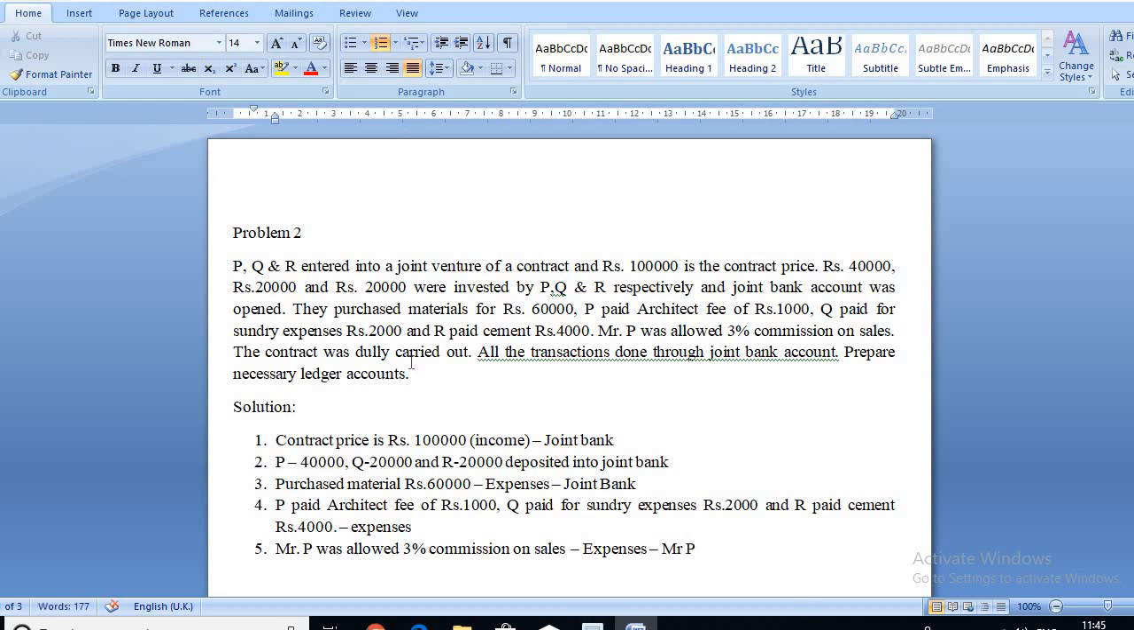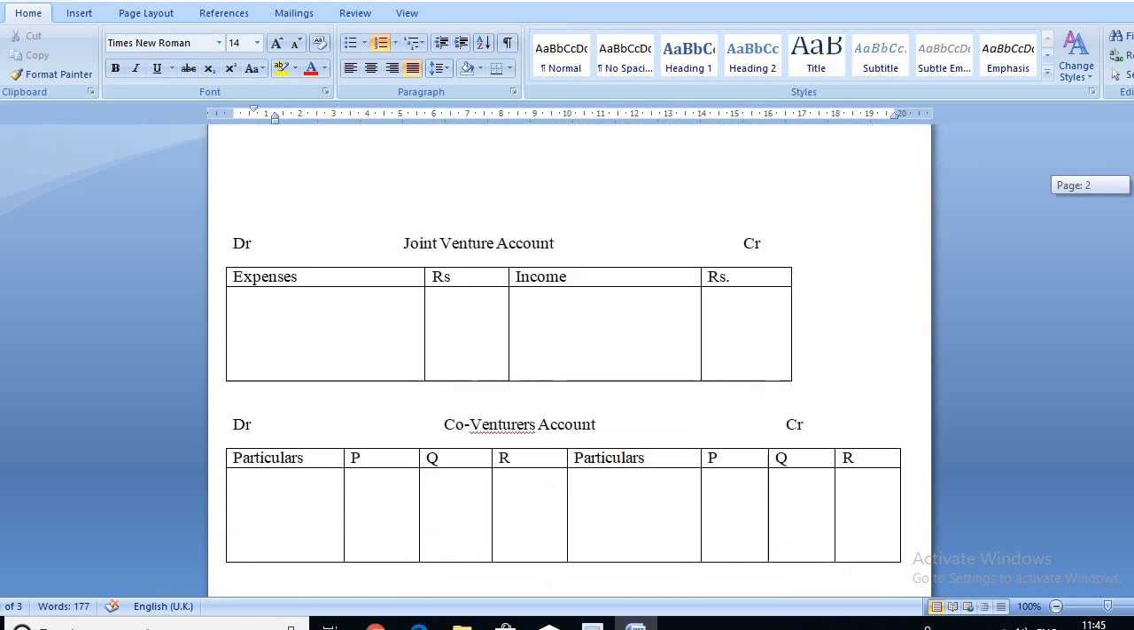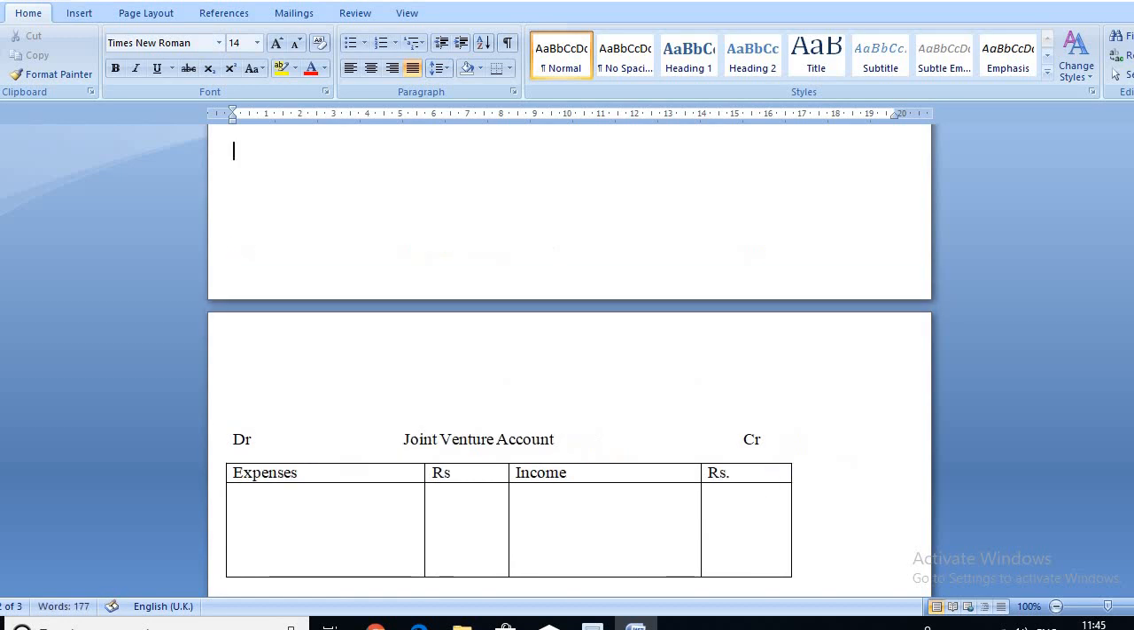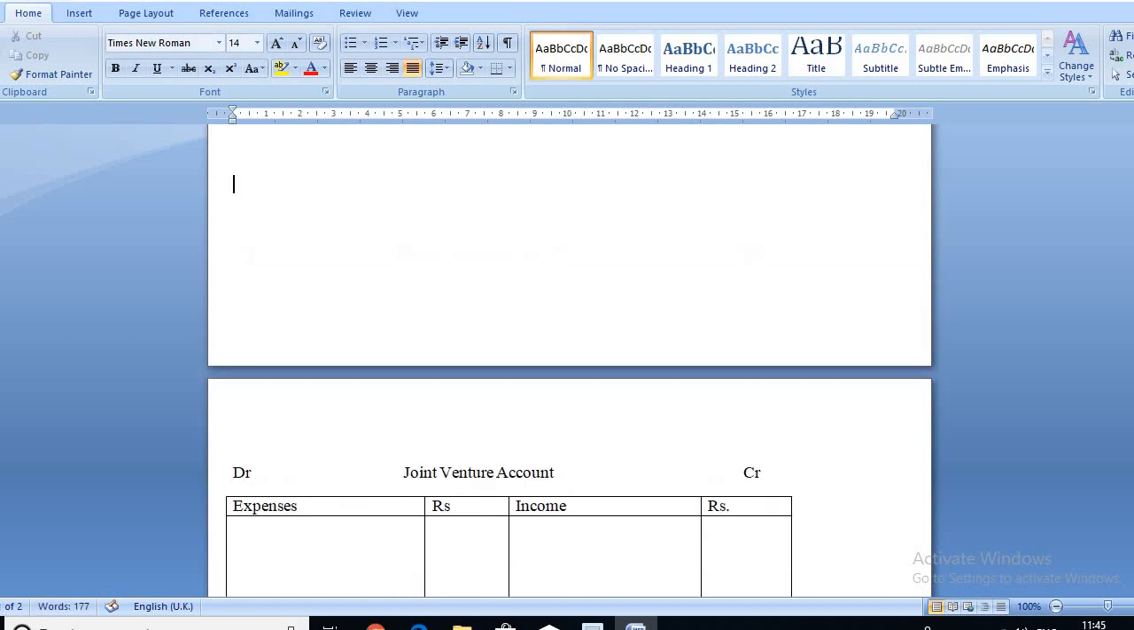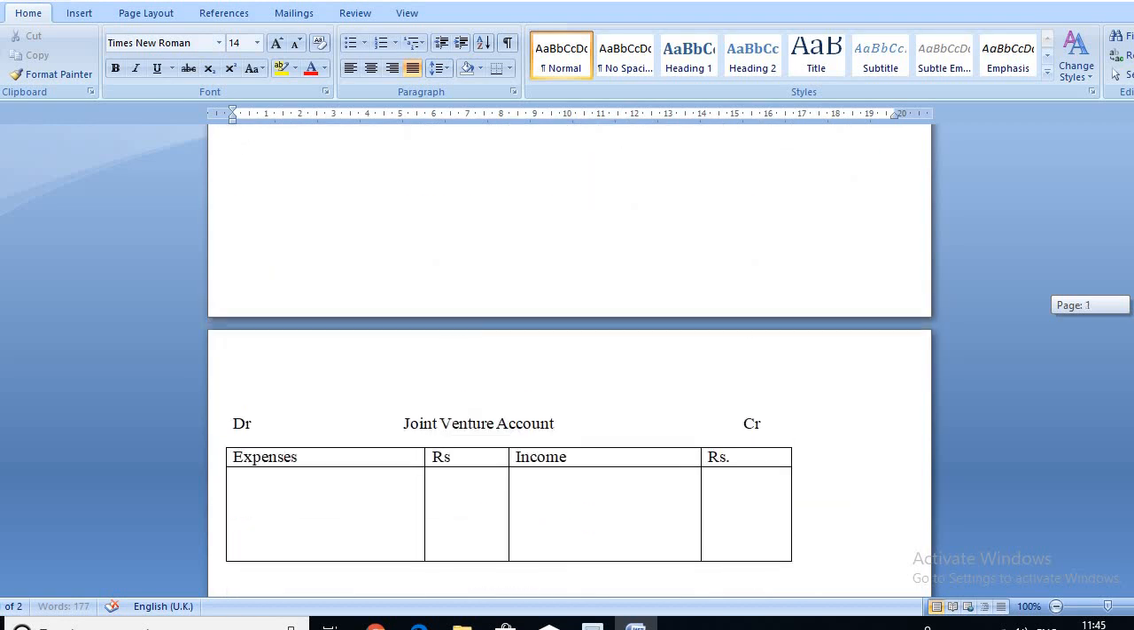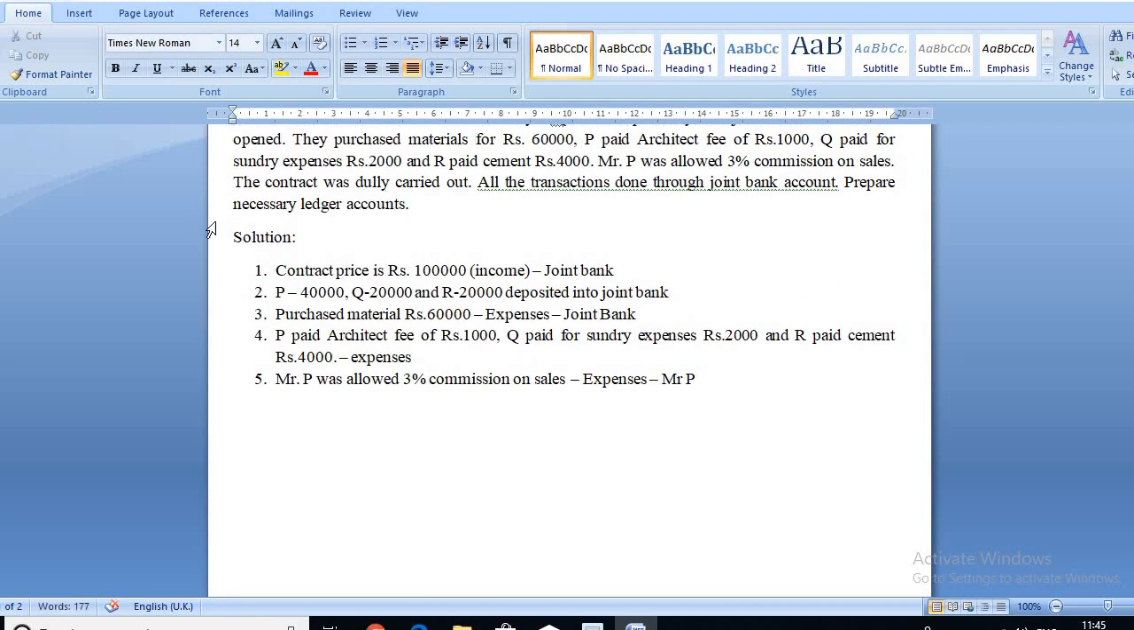So this is the problem. Now treat transactions one by one. Now prepare ledger accounts. Here we have to prepare mainly 3 ledger accounts: one is joint venture account, co-ventures account and joint bank account. So what's the first transaction? Contract price rupees 1 lakh.